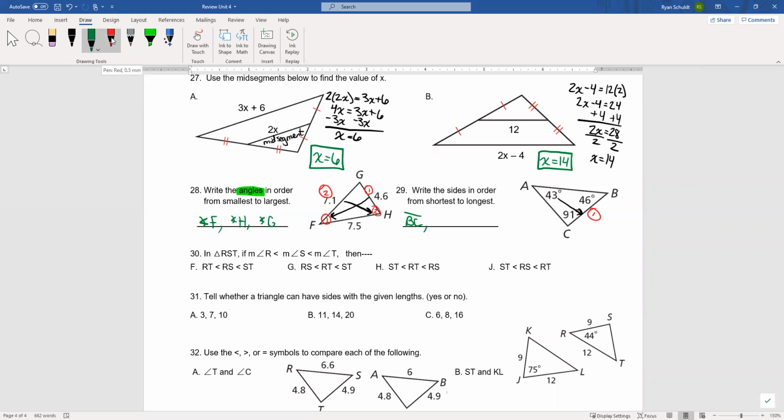Then I look for the next one. So the next one's 46. I need to look across from it. And I land on CA. So CA is the next one, which means the last one would be AB. That's the last one available. So there's our 3 sides from shortest to longest.